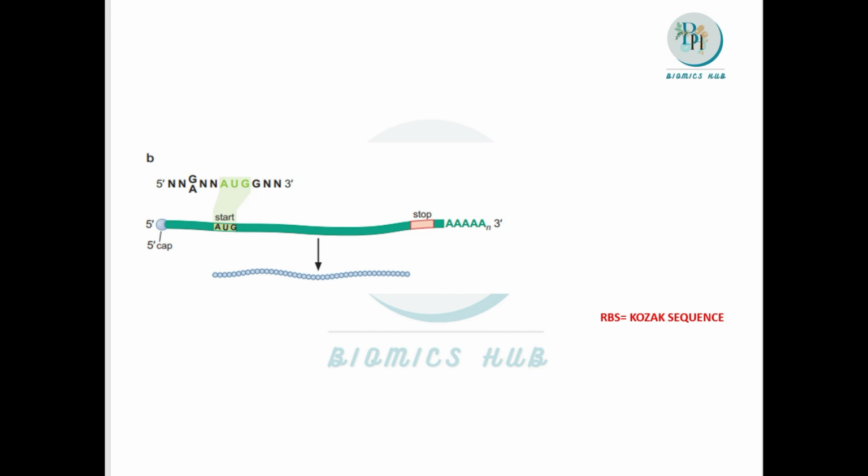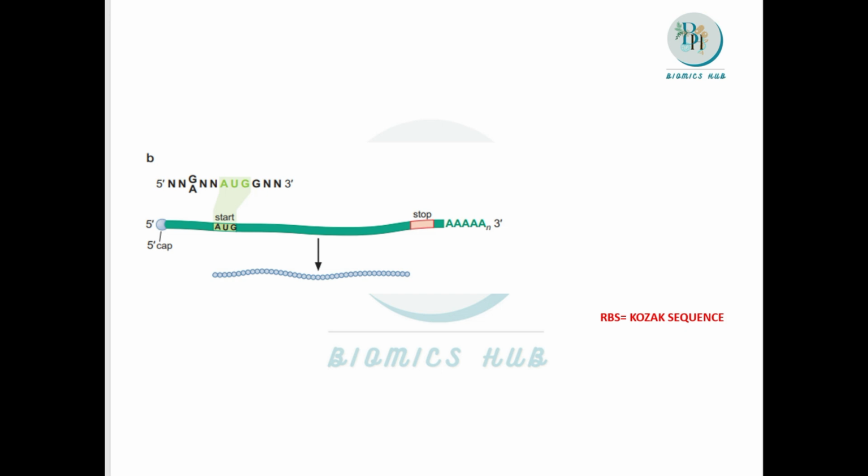The second important thing in the mRNA is the Kozak sequence, which is the RBS, that is the ribosome binding site. That is a specific site where the ribosome can come and bind. That specific sequence is known as the Kozak sequence in eukaryotes, and the sequence is NN, G or A, NN. It is the sequence of the RBS, also known as the Kozak sequence. Next to it is the start site, AUG, which codes for methionine. Then again comes G and N.